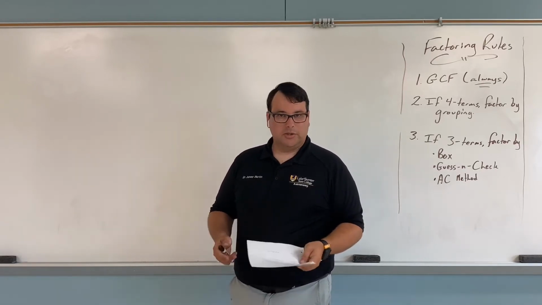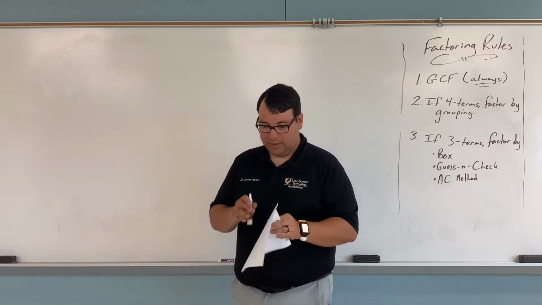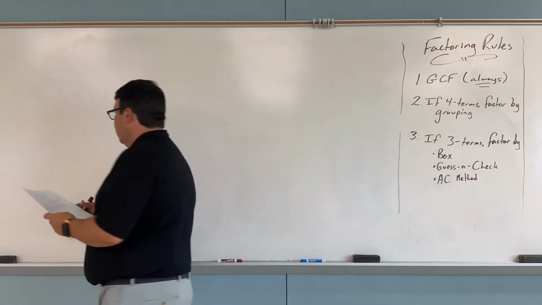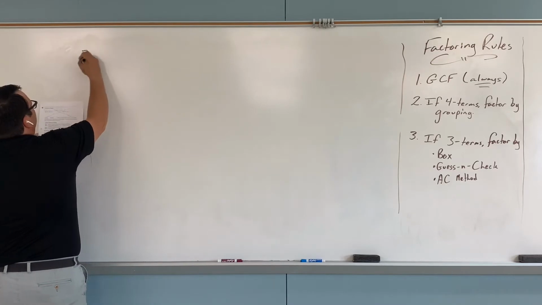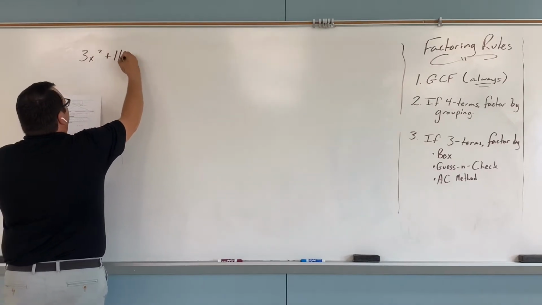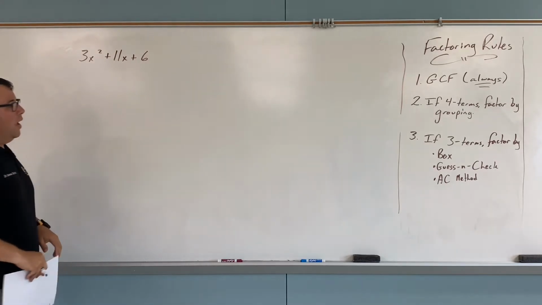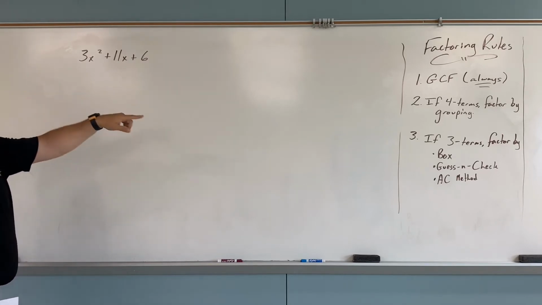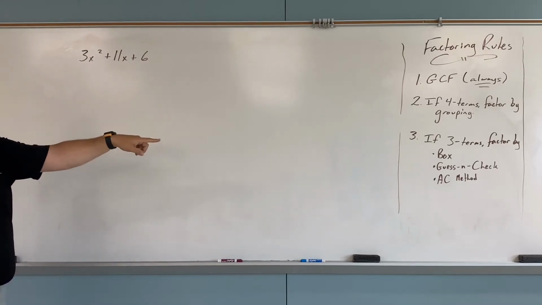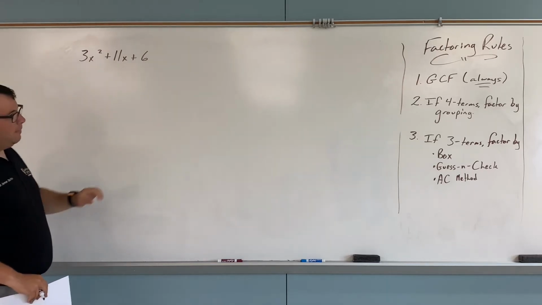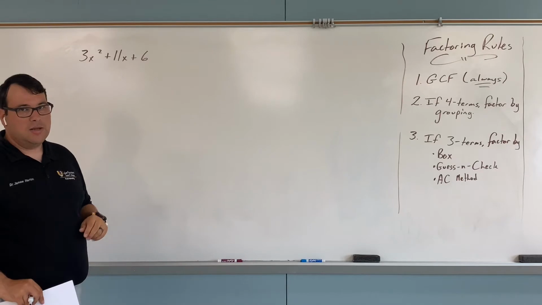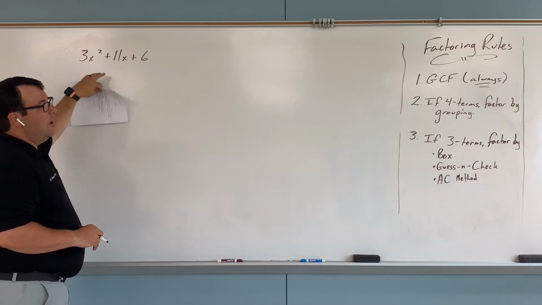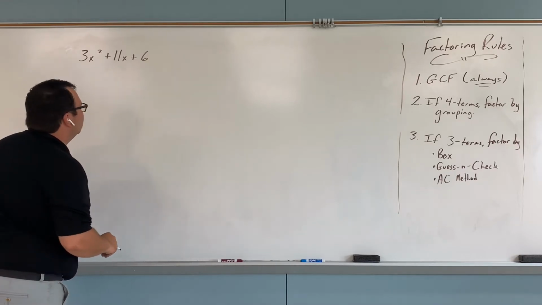Now, that being said, we're going to just do a quick recap. You might have seen a couple of these problems before, but as we dive into 6.4, this is a good refresher point. So we are going to go into our first example. I have 3x squared plus 11x plus 6. A couple different choices here. The first is, do you have a GCF? No. Is it a 4-term polynomial? No. Is it a 3-term polynomial? Yes. That means I can use box, guess and check, or AC. The preference is really up to you. However, for the purpose of this particular video, I will use the AC method just to give us a refresher.